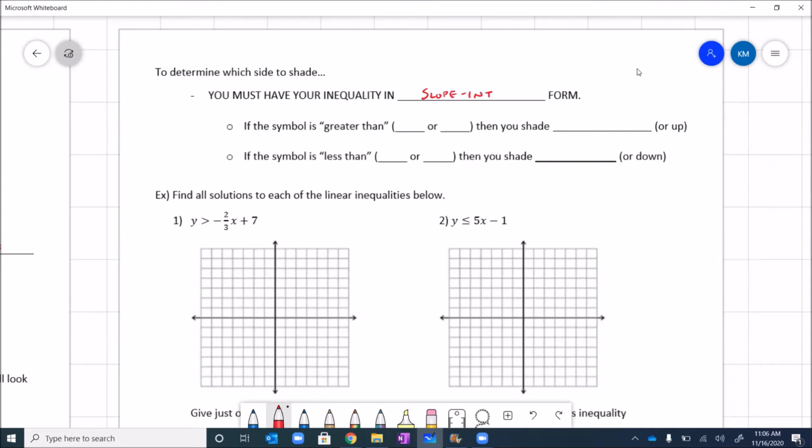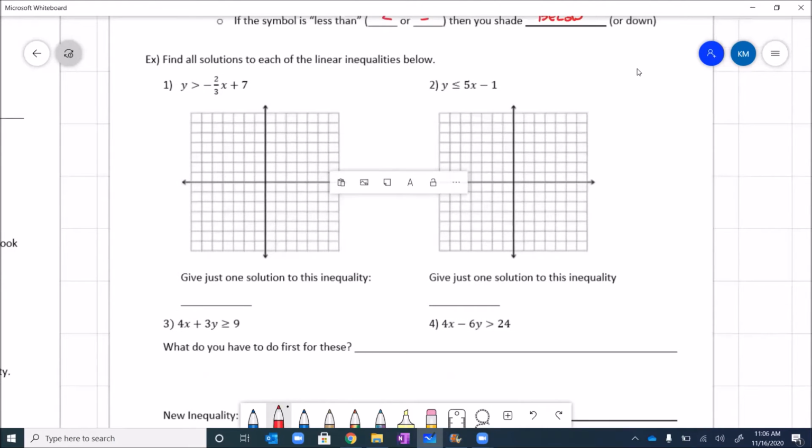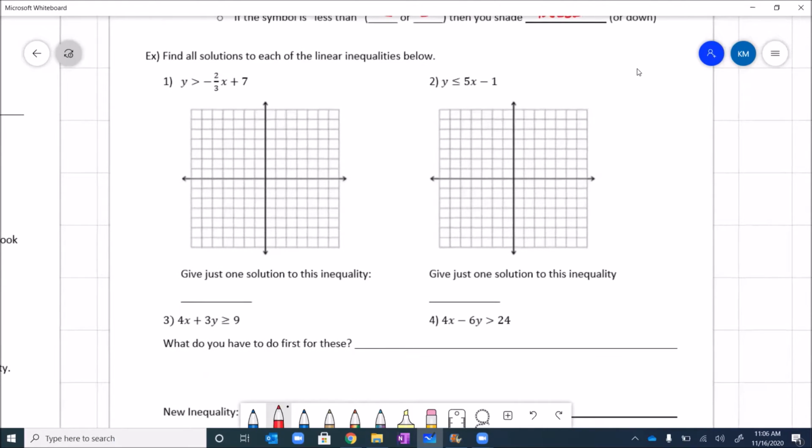That's one way to do this. If the sign is greater than, whether it's this way or this way, then you shade above. If the sign is less than, then you shade below. Okay? And so here we have y is greater than negative 2/3 x plus 7.